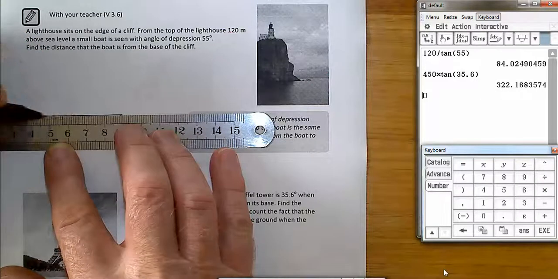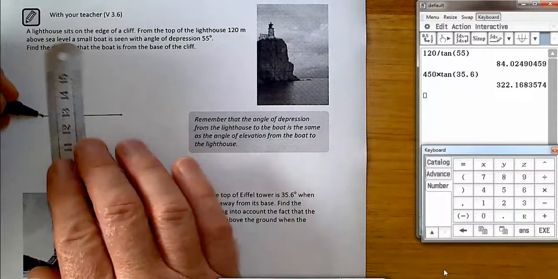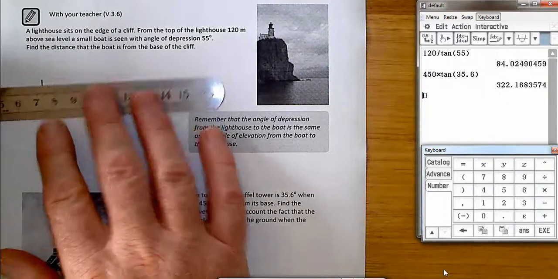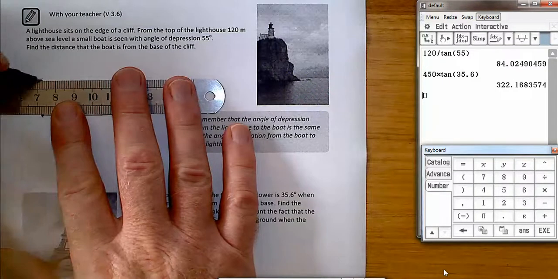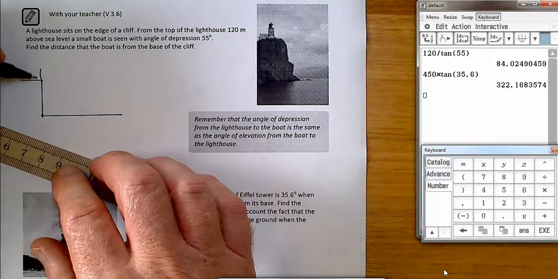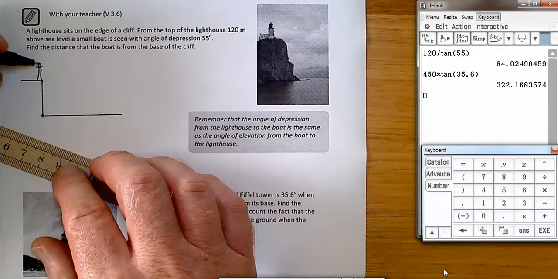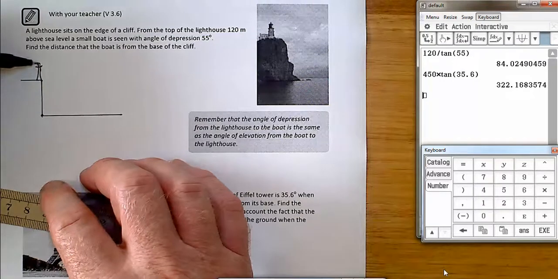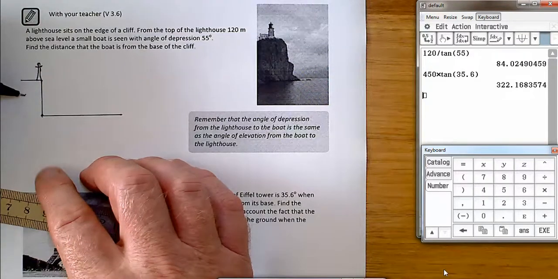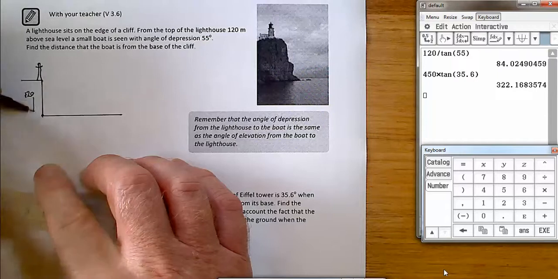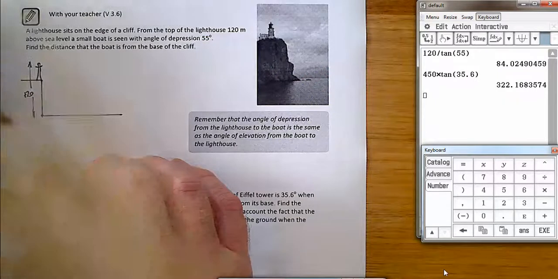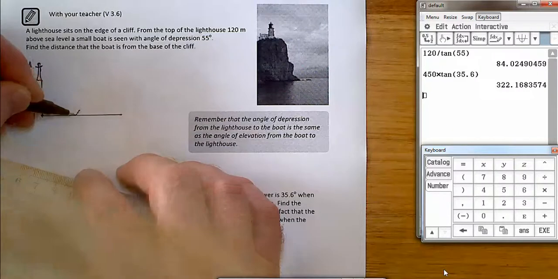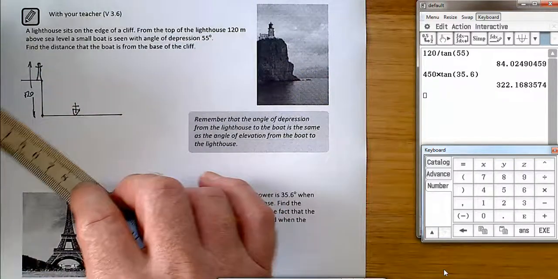Let's draw a diagram. Here's the water, here's my cliff, and here's the lighthouse on the edge of the cliff. Now you were told that the height from the top of the lighthouse to the sea is 120, so that includes the lighthouse and the cliff. 120 is this total distance down here. And the angle of depression to a small boat at sea, I'll put it here, is 55 degrees.